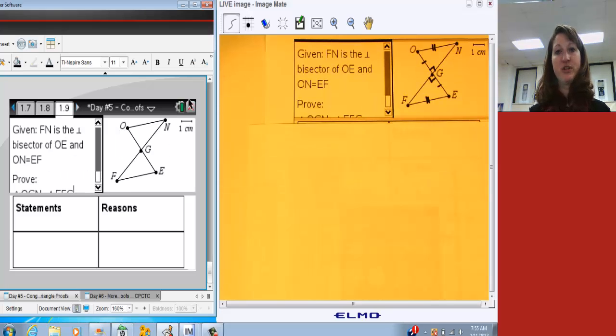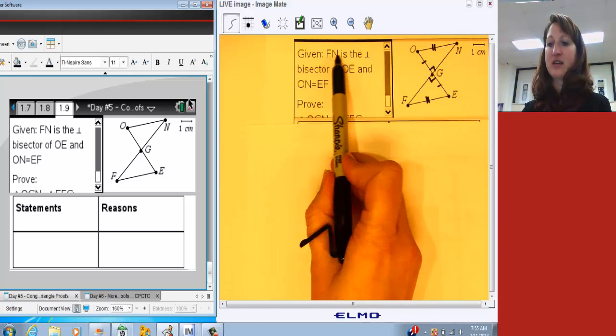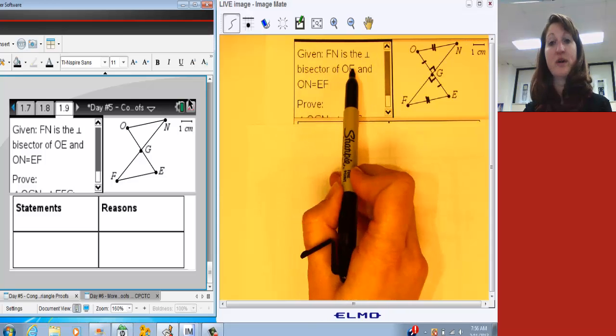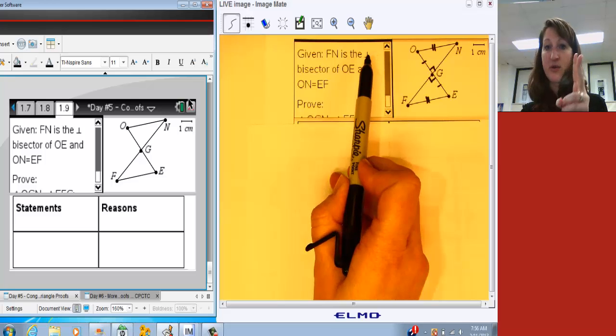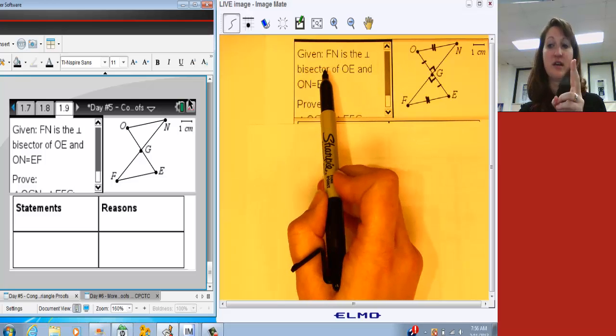Alright, the last proof that we're going to do for today, we are given that FN is the perpendicular bisector of OE and that ON is equal to EF. Now, what I've done already is marked up the picture. This part right here, FN, is the perpendicular bisector of two things. Perpendicular means 90 degrees all around, and bisector means cut in half.